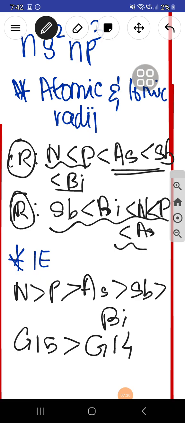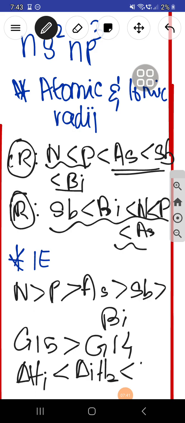Then for the successive ionization enthalpy, we can see an order: the first ionization enthalpy is greater than the second ionization enthalpy, which is greater than the third ionization enthalpy. I hope you guys have understood.